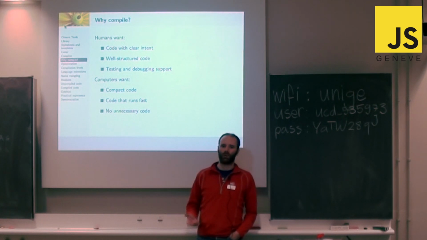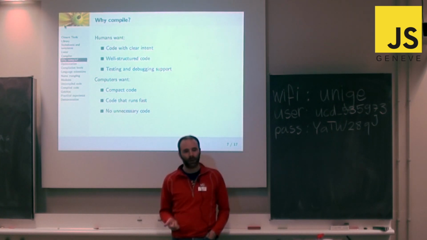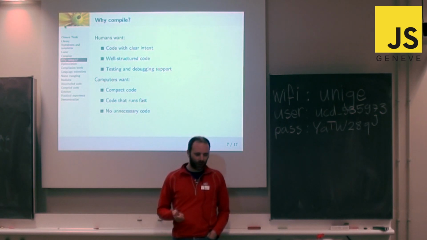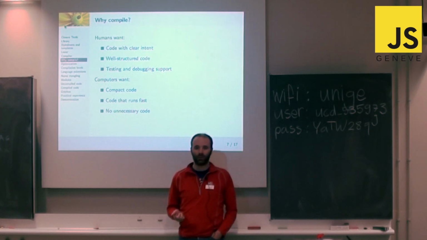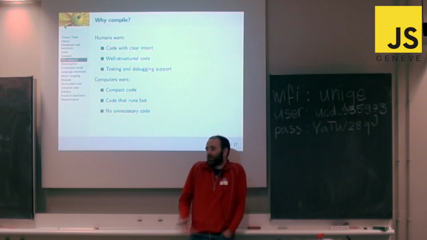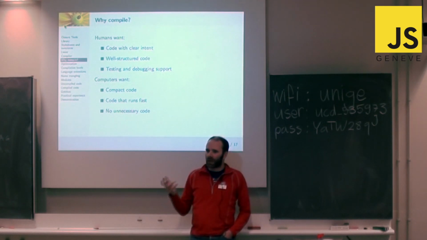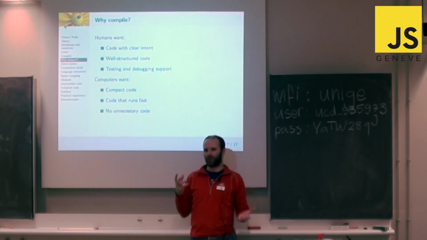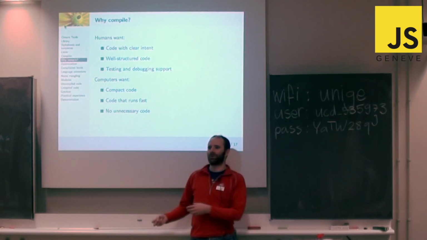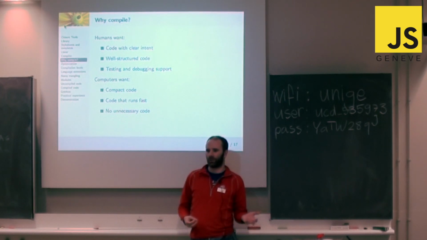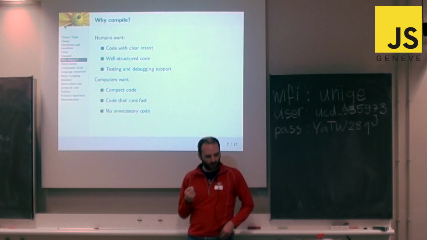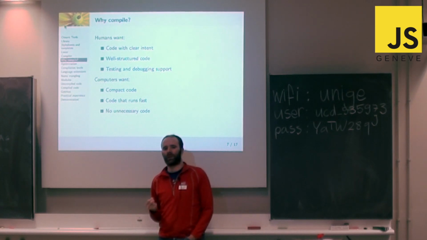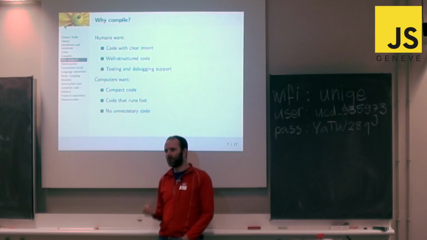Over the web, you want your code to be as small as possible. You want it to run as fast as possible. And basically you just want to get rid of everything you don't need. So we have this conflict in JavaScript between what humans want and what computers want, which are very different. And where the compiler really comes into its own is it allows you to write good code for humans and also get good code for computers out of it.